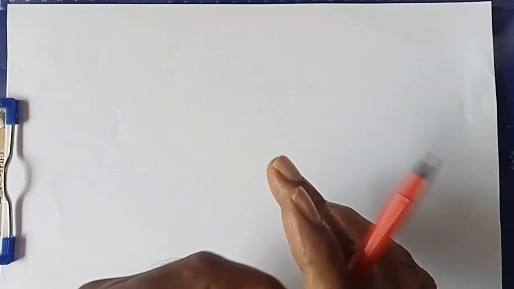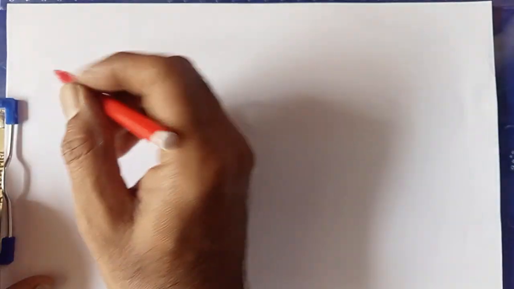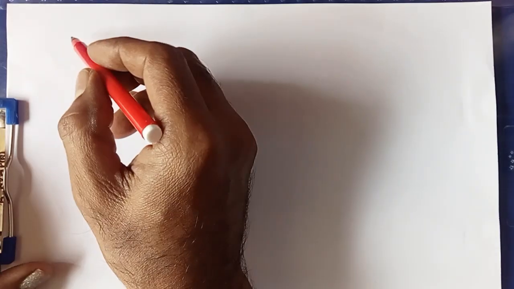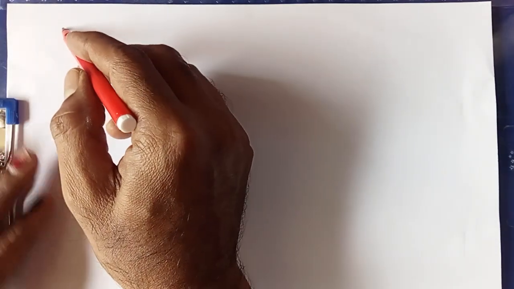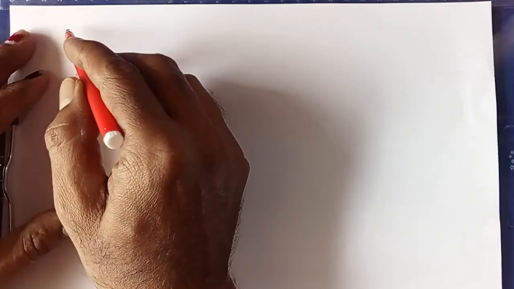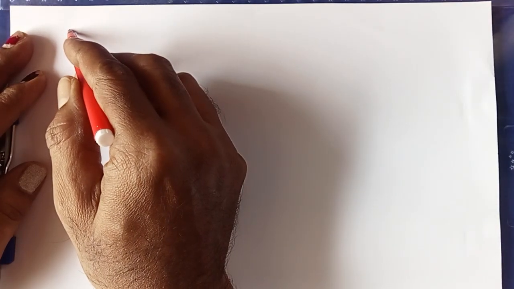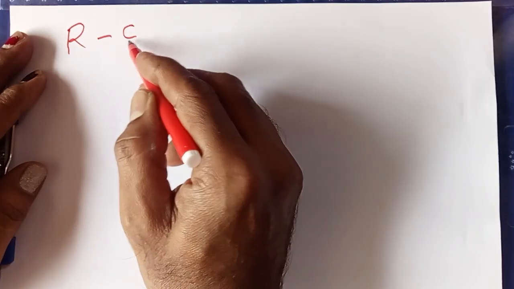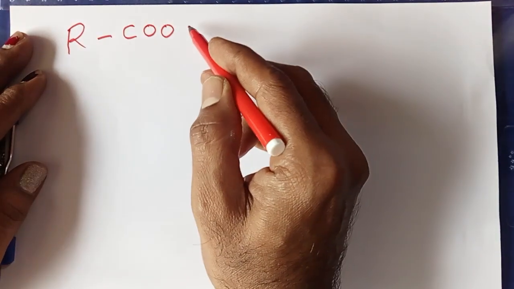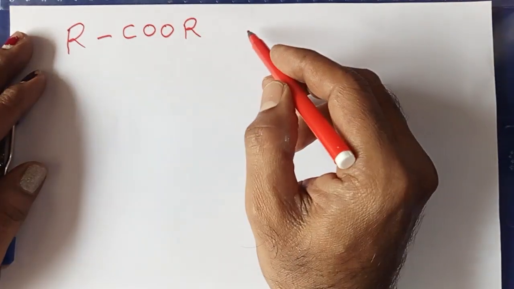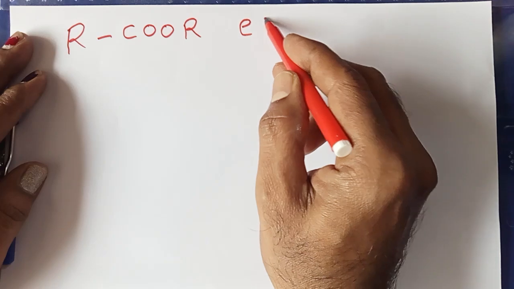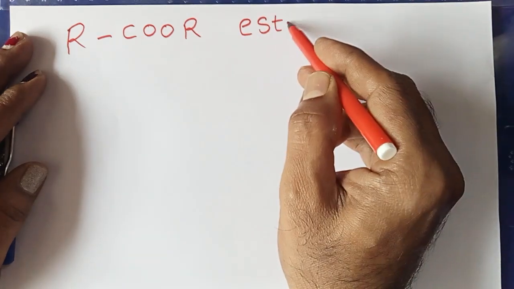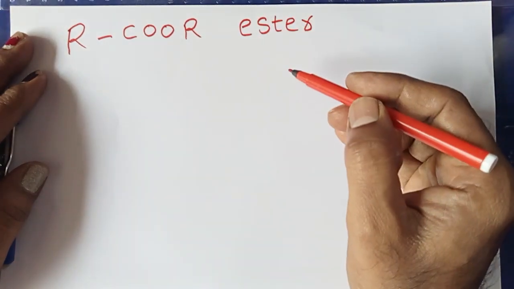Very hard IUPAC names in organic chemistry. We discussed that topic. Now see here. The first functional group with a very hard IUPAC name is RCOOR. This name is ester. Any pronunciation is correct.